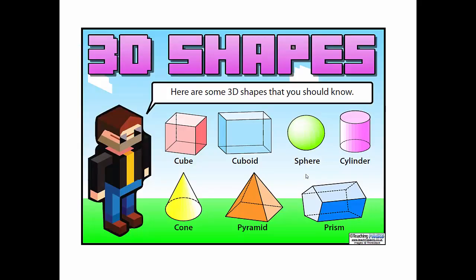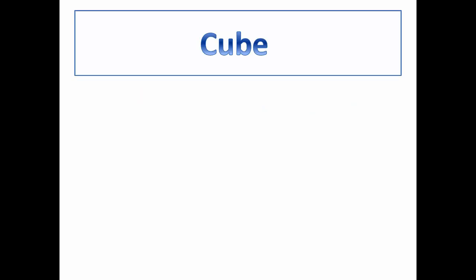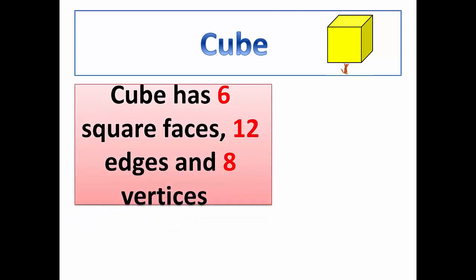Let's learn more 3D shapes like cube, cuboid, sphere, cylinder, cone, pyramid, and prism. First one, we have cube. C-U-B-E, cube. The cube has 6 square faces, 12 edges, and 8 vertices. So cube has 6 faces, 12 edges, 8 vertices, and all faces are square.